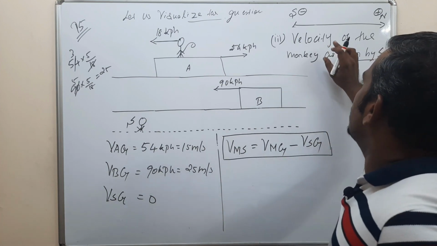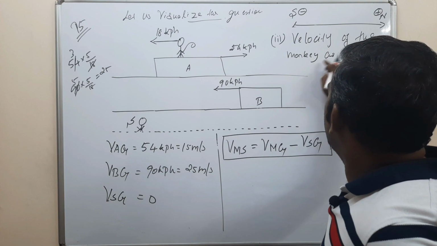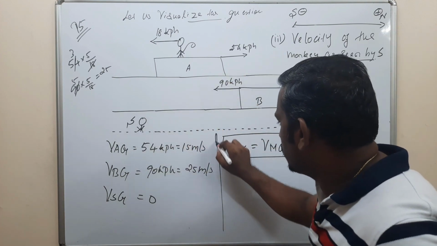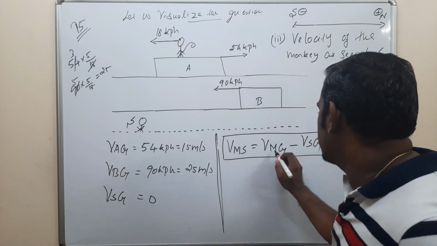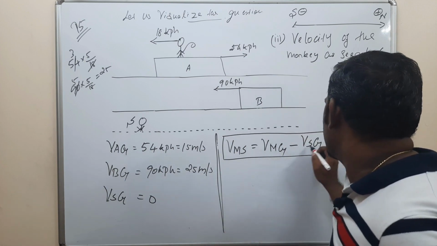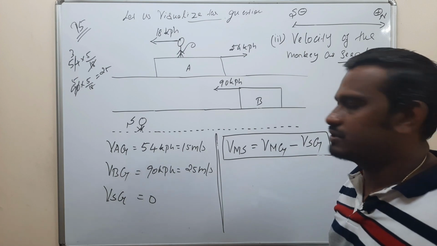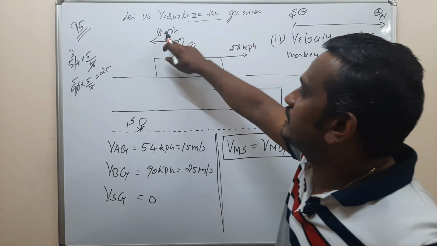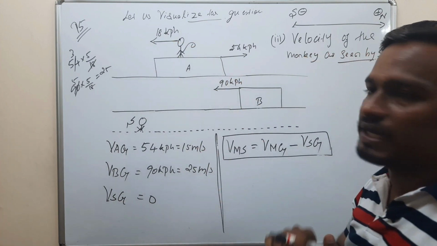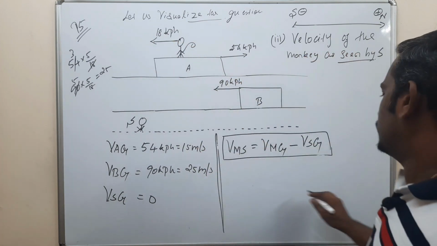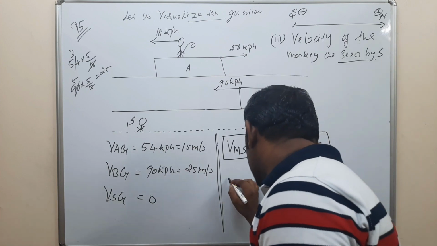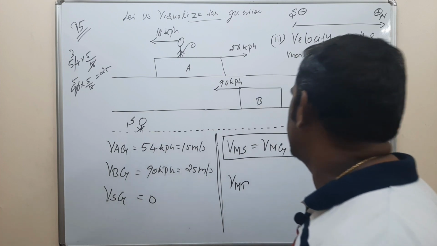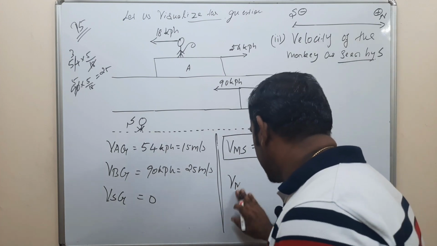In the question it is asked, velocity of the monkey as seen by S, that is velocity of the monkey with respect to S. The formula is velocity of the monkey with respect to ground minus velocity of S with respect to ground. But the velocity of the monkey with respect to ground we don't know. What is given in the question is the velocity of the monkey with respect to the train A.